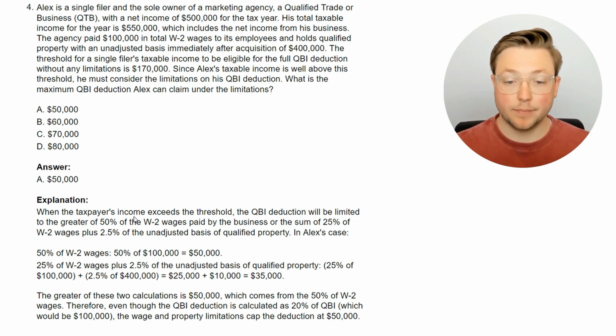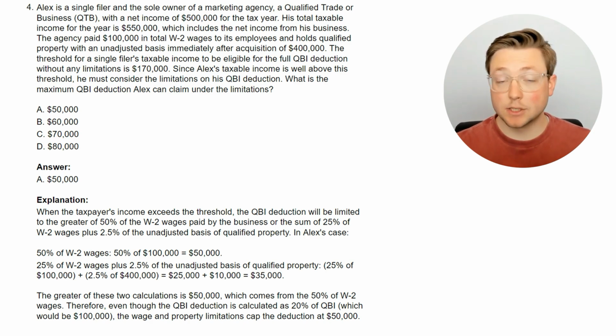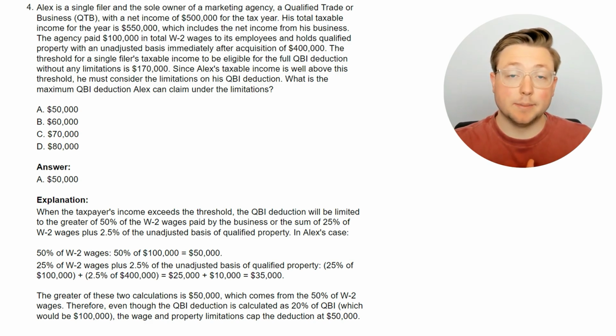When the taxpayer's income exceeds the threshold, the QBI deduction will be limited to the greater of 50% of the W-2 wages paid by the business or the sum of 25% of W-2 wages plus 2.5% of the unadjusted basis of qualified property. Okay, so just before we dive into that calculation, this is for qualified trades or businesses. And we're going to look at service trades or businesses in the next question. But for qualified trades or businesses, there is a phase out limit for how much taxable income you can have and still have the QBI deduction.